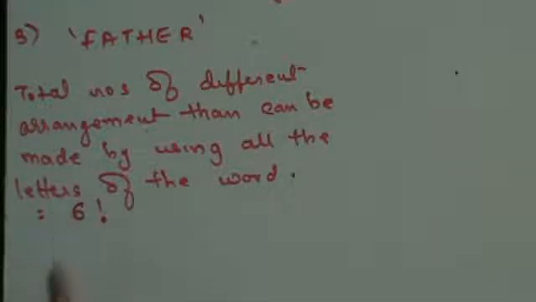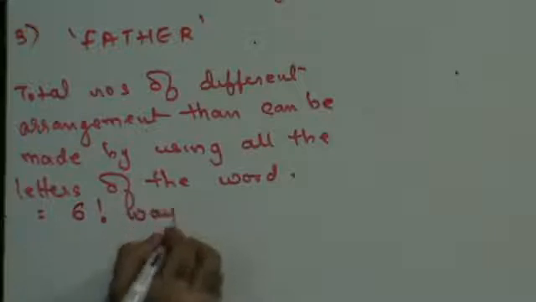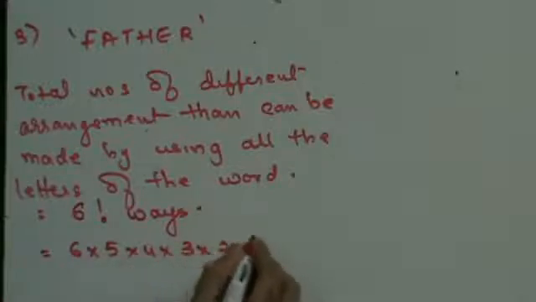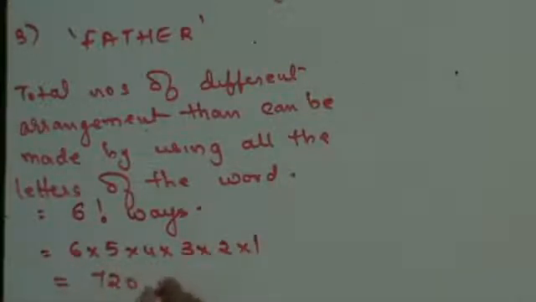When the number of letters and places are same, the number of ways of arranging them is called 6 factorial. If there are n objects that have to be arranged in n places, then they can be arranged in n factorial ways. That exclamation mark is factorial. How do I solve this? 6 factorial is nothing but from 6 to 1 go on multiplying: 6, 5, 4, 3, 2, 1. That is 720 ways. There are 720 different words that can be made by using all the letters of the word father. Right?